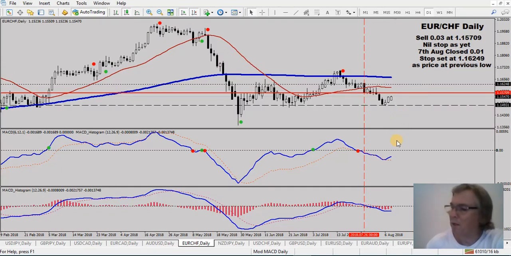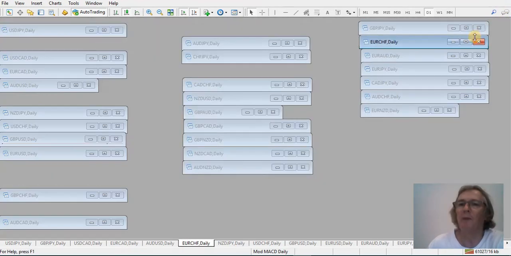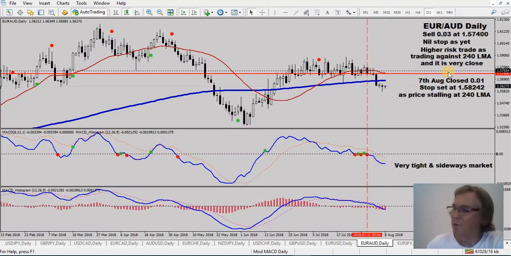Euro Swiss franc in a sell from back here. I just don't like the look of it. I start off with a sell of 3 micro lots. I've already closed one. I've closed another one this morning, so it only leaves 1 micro lot in place. Got a stop in place, so it just looks a bit bullish to me, so I've just closed out another micro lot on that trade. That's Euro Swiss franc.